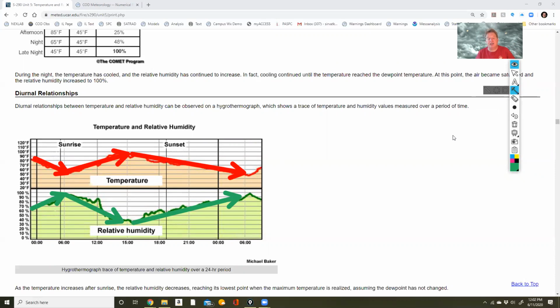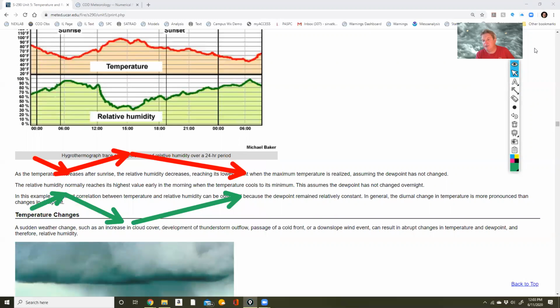So if fires are going to be worse when the relative humidity is the lowest, what time of the day will fires burn the best? In the warmest time of the day, early afternoon. When will it burn the least quickly? When it's coolest. So all of that is what this is leading to, trying to understand this.